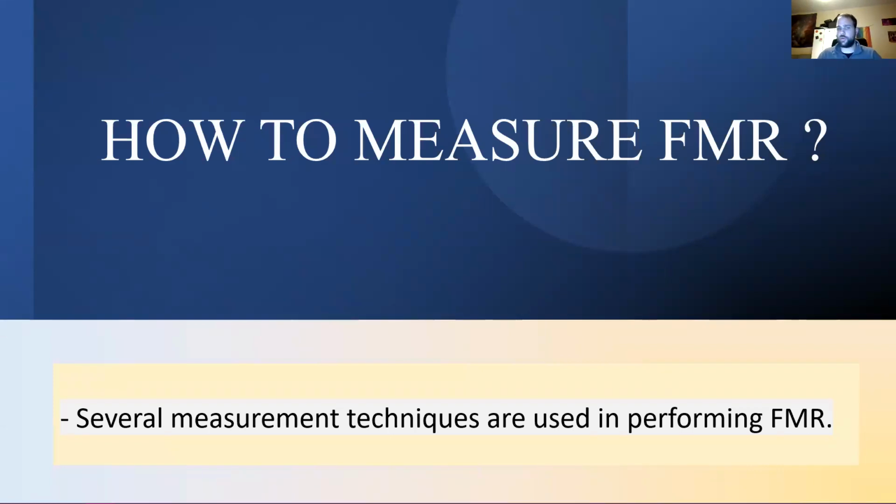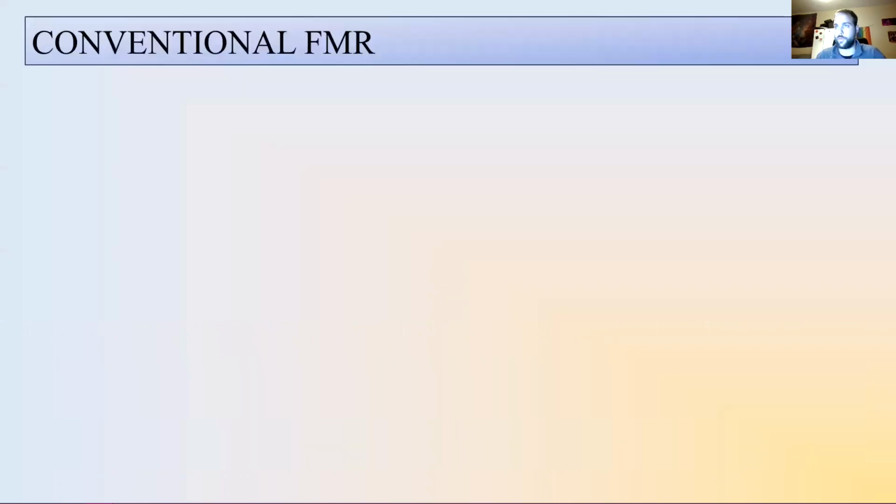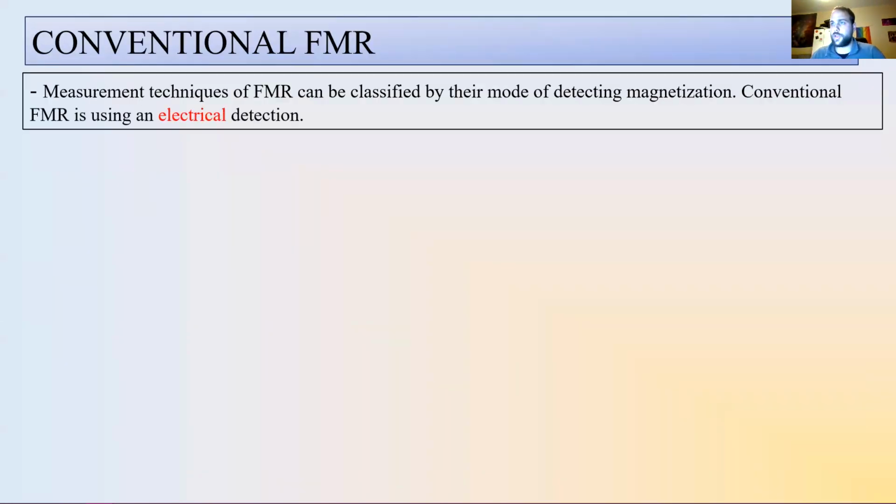In this section, two of the FMR measurement techniques are presented. In this presentation, conventional FMR and vector network analyzer ferromagnetic resonance are introduced. So we first start with our conventional FMR technique. Measurement techniques of FMR can be classified by their mode of detecting magnetization. The mode can be electrical or optical, and our conventional FMR and the vector network analyzer FMR method use the electrical detection method.